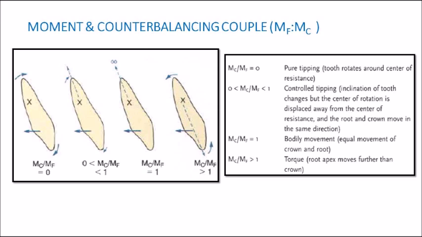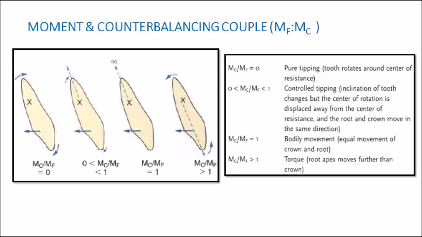So here the ratio of the moment of the couple applied and the force will be the same, because 50 grams I am applying buccally, 50 grams I am applying lingually. They tend to cancel out each other and the ratio is actually 1. In such cases you get the bodily movement of the teeth, that is, there is equal movement of the crown and the root.